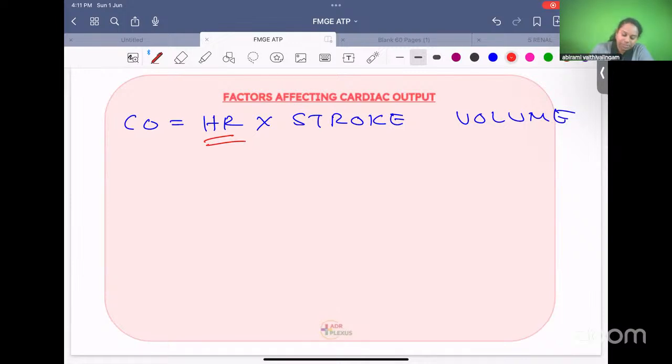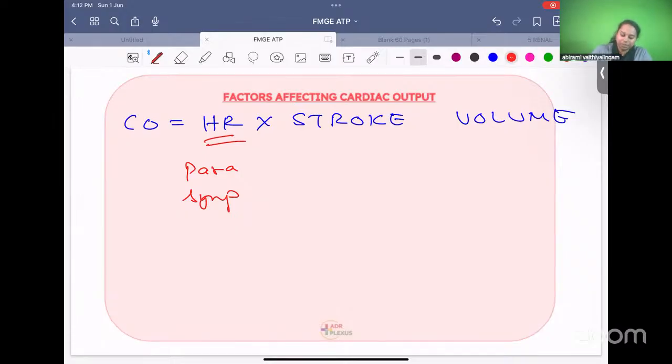Yes. So this is determined by parasympathetic and sympathetic. Very good. Parasympathetic. Yes, we have Anirudh. Good. Parasympathetic and sympathetic. Parasympathetic will decrease the heart rate, sympathetic will increase the heart rate. So parasympathetic and sympathetic will affect the cardiac output.